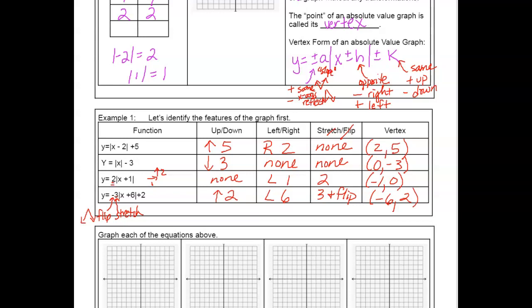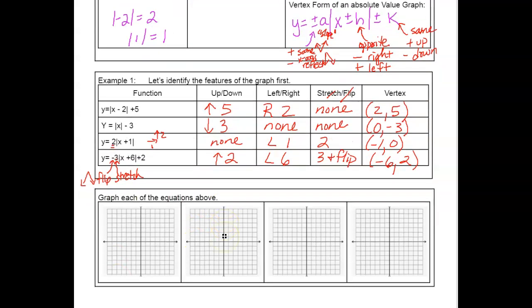Okay, so once you can identify the transformation, then it's actually really quick to graph. So let's look at number 1. Now we want to graph them. So I'm going to graph my vertex at 2, 5. So 1, 2, 1, 2, 3, 4, 5. And then this one didn't have a stretch or a flip, so we're just going to go to the right 1, up 1, and to the left 1, up 1. And that's your typical graph. Make that go through the dot. Sorry, I have a tablet, so it makes it harder.